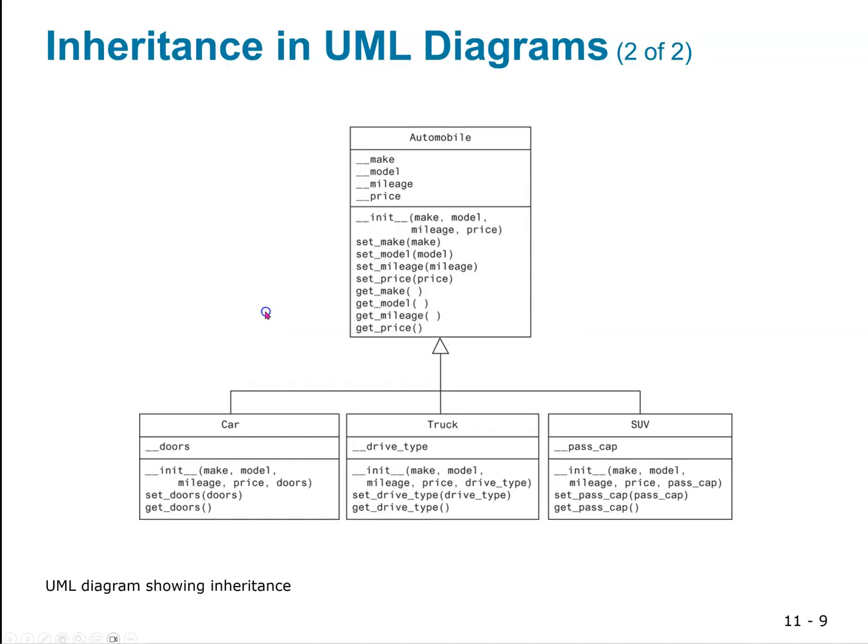Here's a UML diagram and how it's drawn showing a class. Here we've got our automobile and its parameters, its member variables. And here we've got our methods. And then cars, for example, will have its own member variables and its own methods, which differentiate from the parent. But the child would have all the methods and data of the parent as well. So even though it only shows set drive type here, set make and model are available to it too.